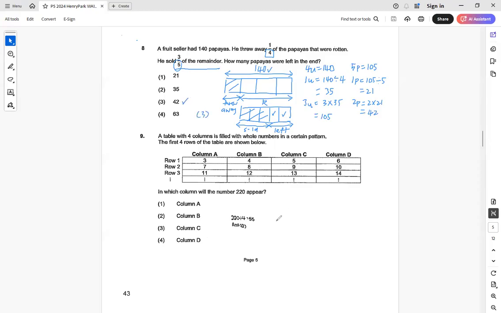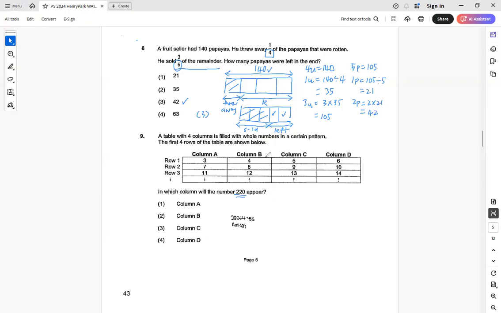All right, so question 9. A table with 4 columns is filled with whole numbers in a certain pattern. The first 4 rows of the table are shown below. So we have row 1, row 2, row 3, and the columns A, B, C, D. They ask, in which column will the number 220 appear? Either A, B, C, or D.